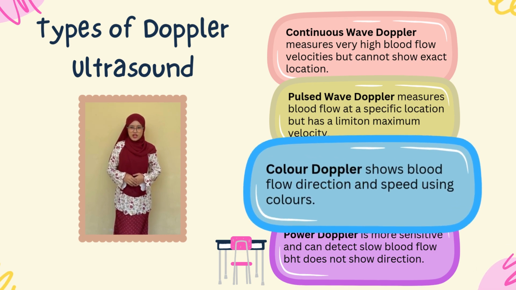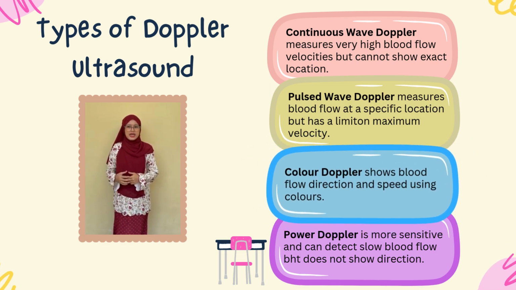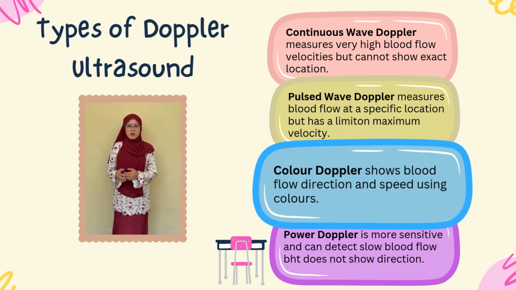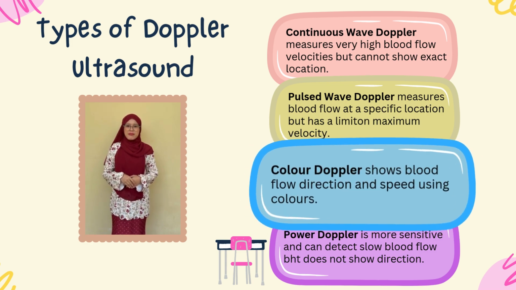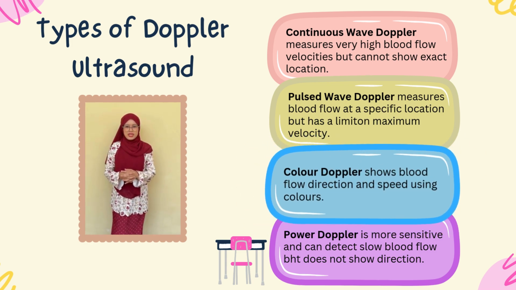Another type is color Doppler, which has been explained earlier. It shows the direction and the speed of blood flow using colors, making it easier to visualize blood movement inside blood vessels.